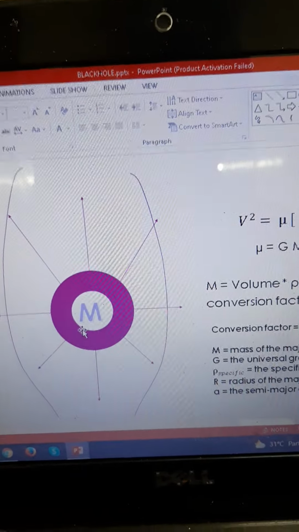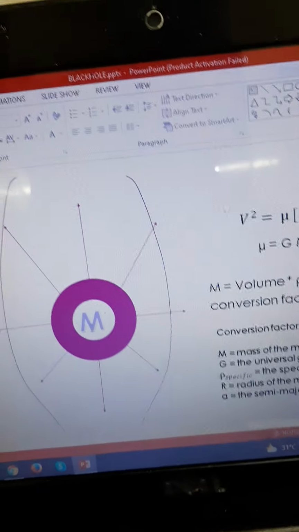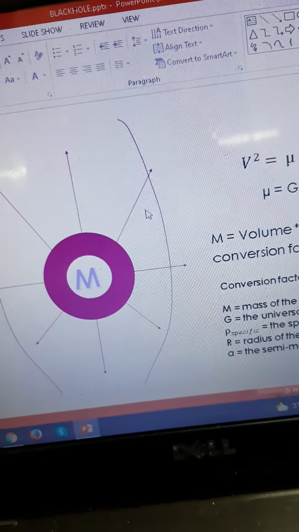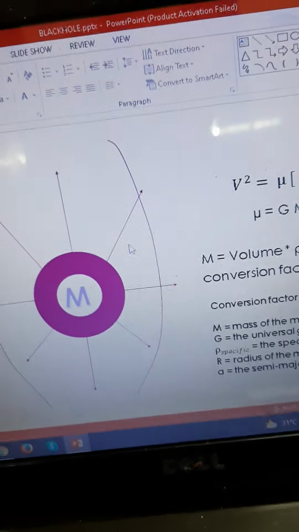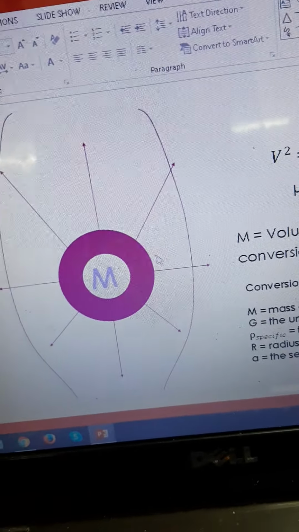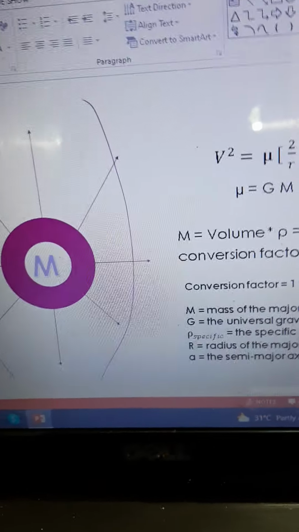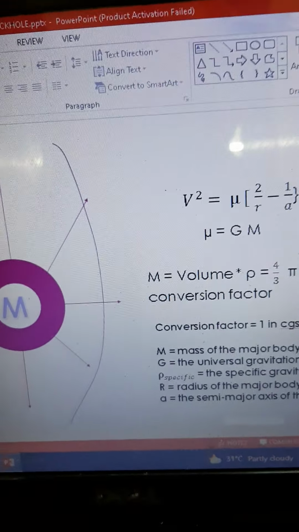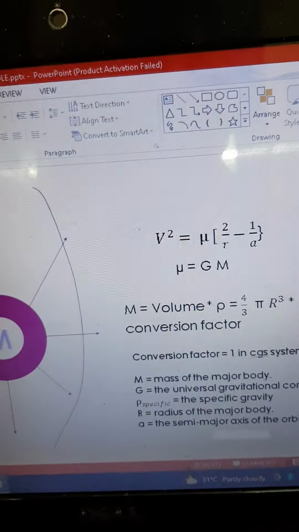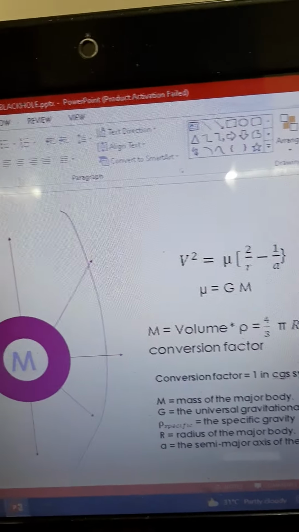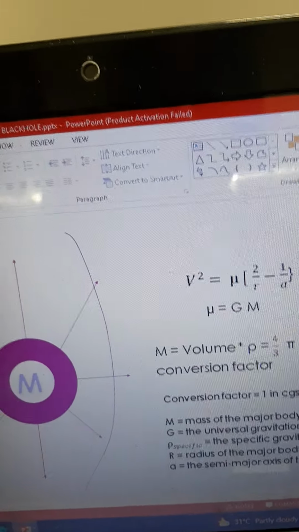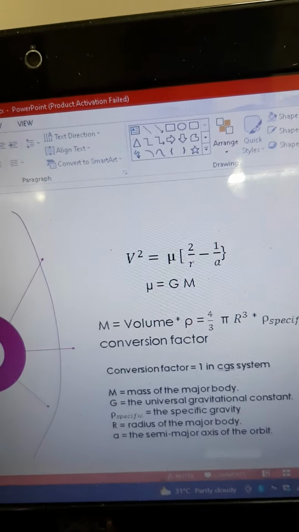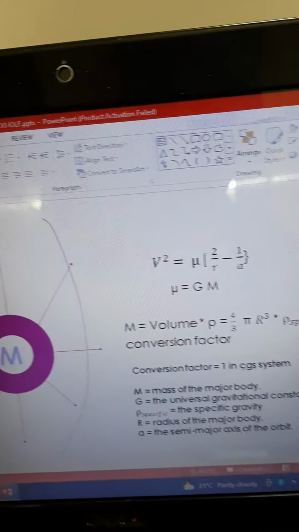Showing the central body, which is of gravitational attraction, and consider a unit mass being attracted by it. Depending upon the velocity at which it stays at a particular place, R, the trajectory gets determined. One of the fundamental equations is V squared is equal to mu into (2 by R minus 1 by A), mu being equal to capital G into M, capital G being the universal gravitational constant, and M being the attracting mass.